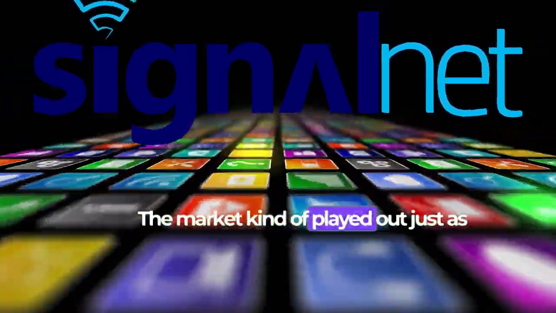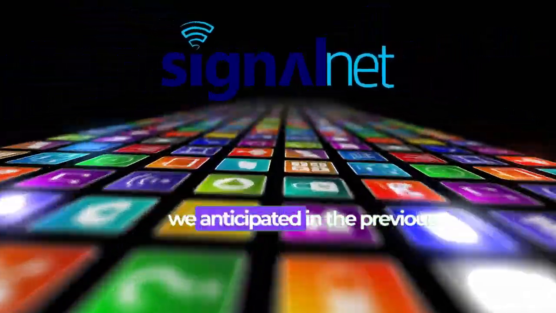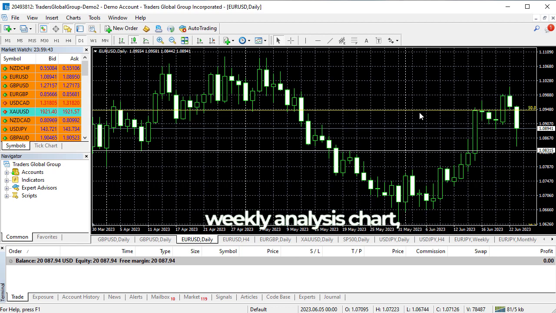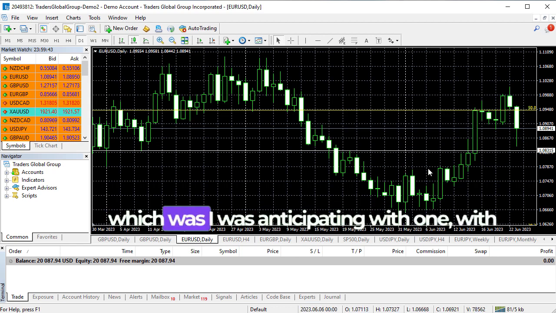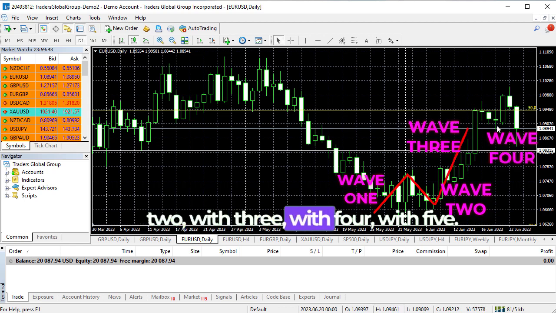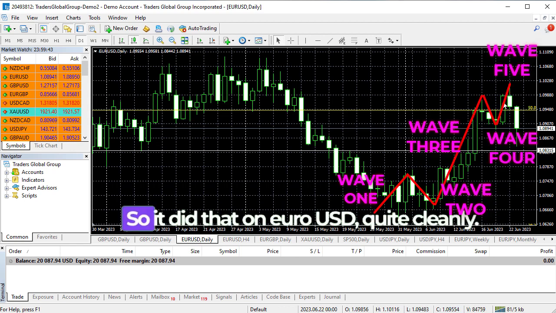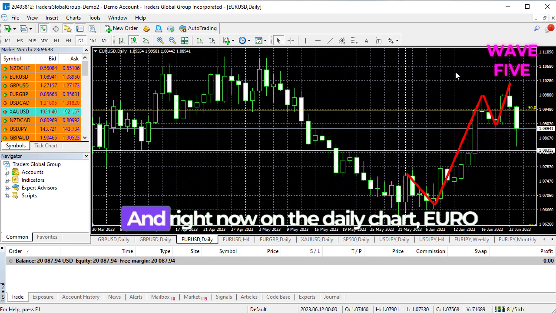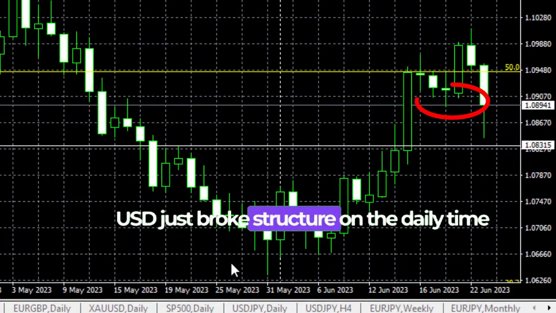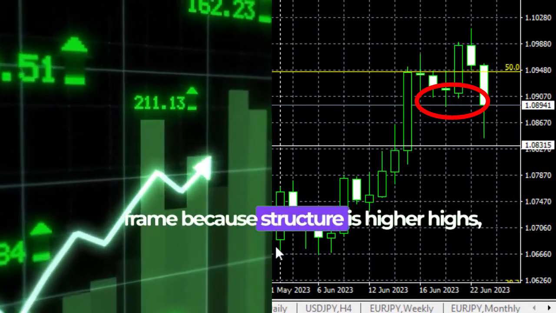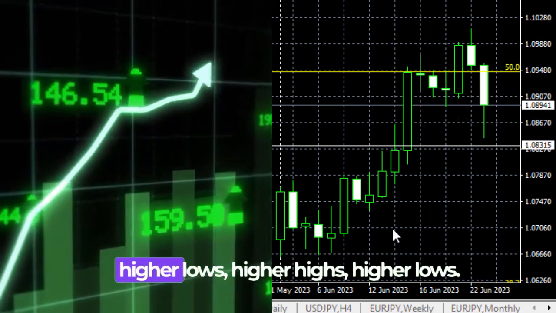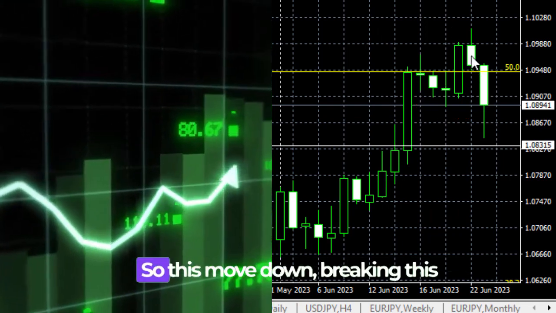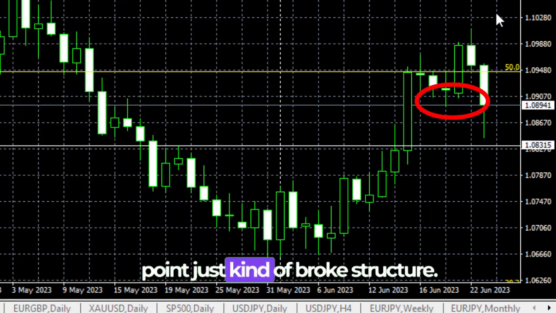The market played out just as we anticipated in the previous weekly analysis chart, where I was anticipating a wave one, wave two, wave three, wave four, wave five. It did that on Euro USD quite cleanly. And right now on the daily chart, Euro USD just broke structure on the daily time frame, because our structure is higher highs, higher lows, higher highs, higher lows. So this move down, breaking this point, just broke structure.